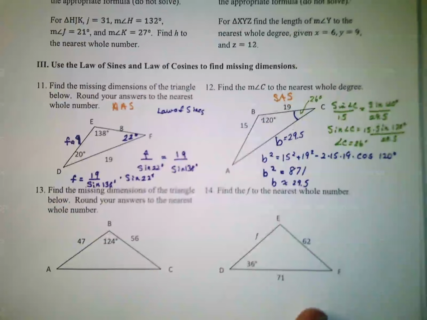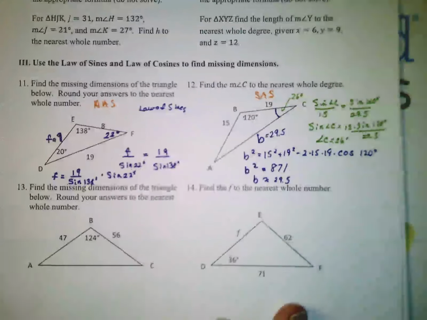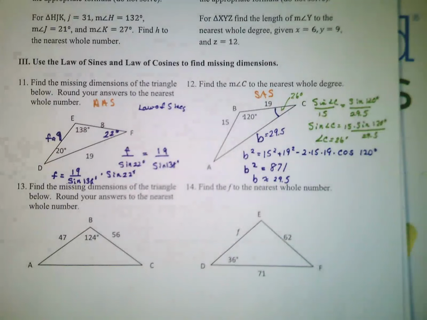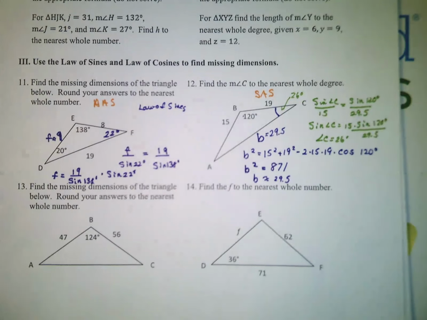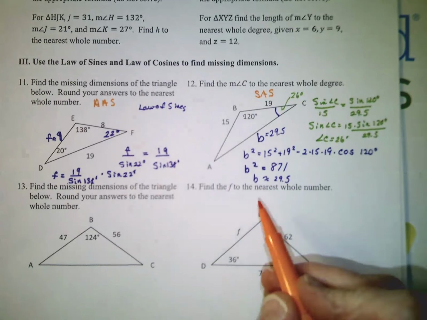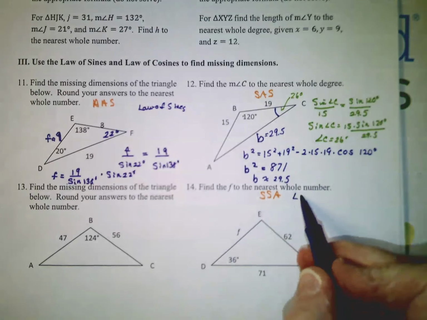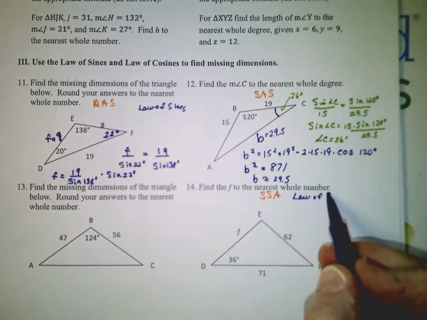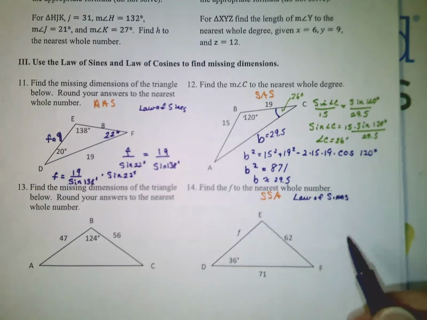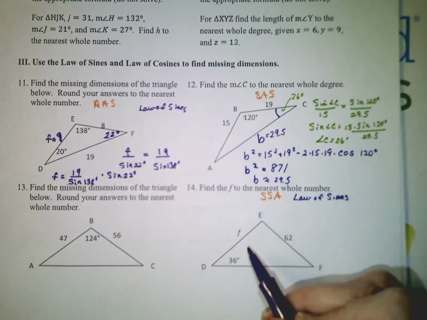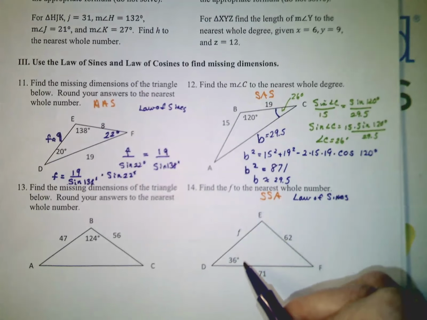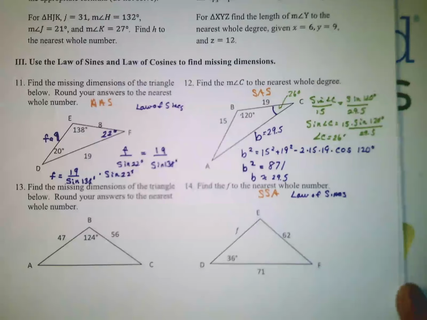Number 13 is almost identical to number 12, so we're going to skip it. Number 14. They gave us angle side-side. Or we could say side-side angle. We are going to have to use the law of sines. And we're going to have to be on the lookout for the ambiguous case. Because this angle that they gave us is an acute angle and not an obtuse angle, it's very likely that there's more than one solution to this problem.